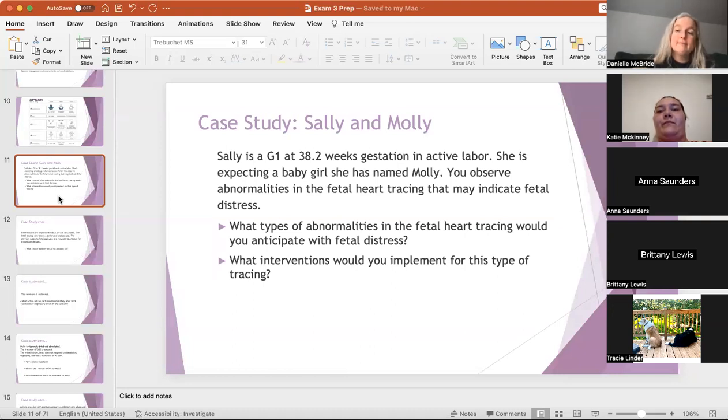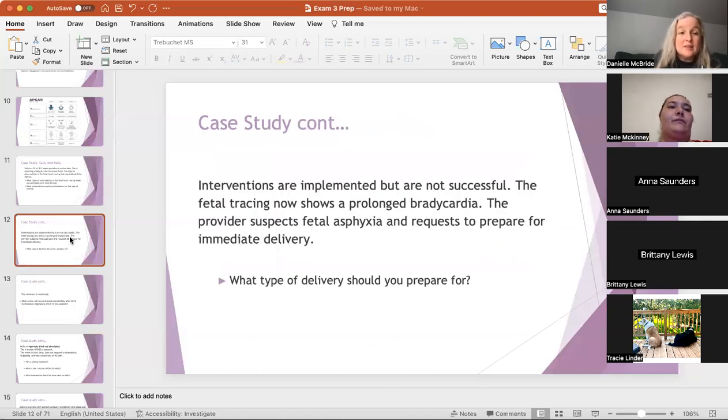It affects the vitals, mainly the heart rate. And what happens to the heart rate? I'm gonna say goes up. Yep, tachycardia. Okay. All right, so we changed positions, we gave IV fluid, we gave oxygen, we gave terbutaline. And here's what happens next. It didn't help. The fetal heart tracing now shows a prolonged bradycardia.